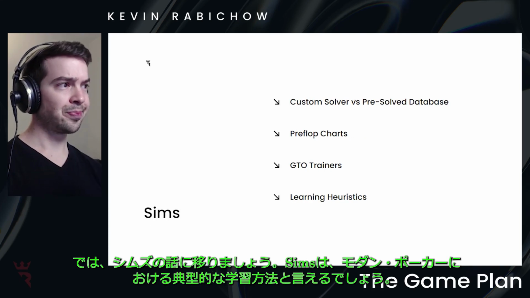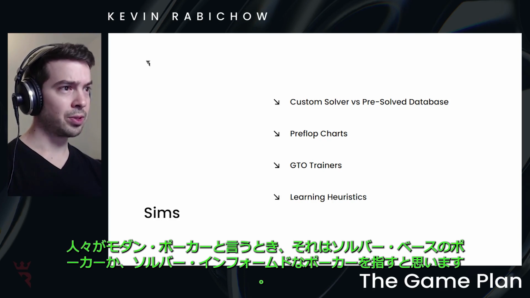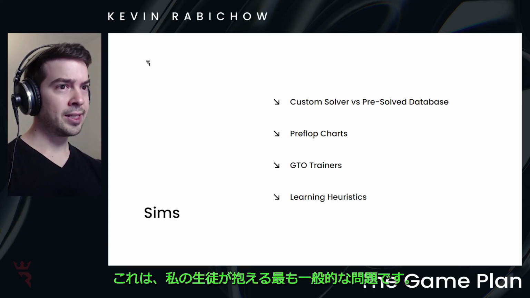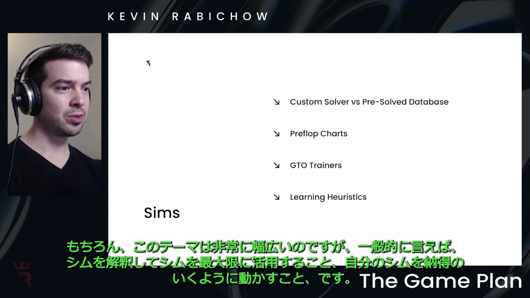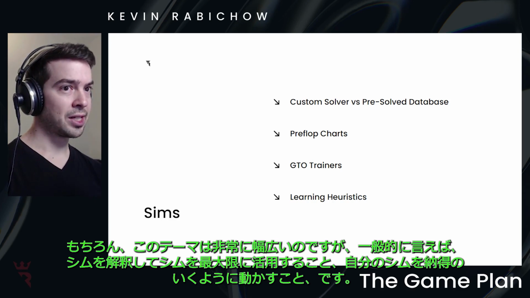So I'm going to move on to sims, which is really the hallmark method of study in modern poker. When people talk about modern poker, I think what they're talking about is solver-based or solver-informed poker. And I would say this is the most common difficulty my students have. It's a very broad topic, of course, but generally speaking: interpreting sims, making the most of sims, and running your own sims in a way that makes sense.